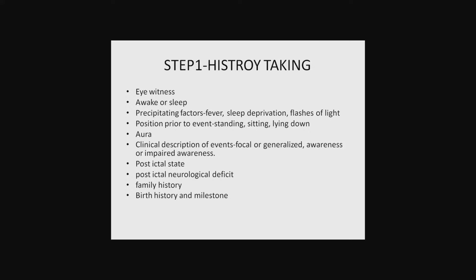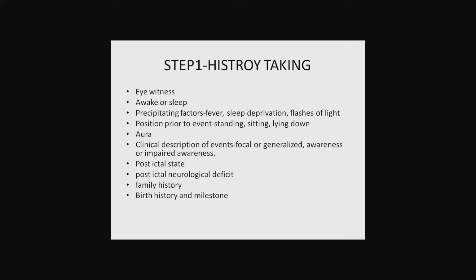Then we have to ask what exactly occurred during the seizure, whether the seizure affected a particular part of the body or the whole body. If it affects a particular part of the body, then it is called a focal seizure, or if it affects the whole body, then it is called a generalized seizure. Then what occurs after the seizure, whether the patient is normal immediately or becomes drowsy, goes into sleep, whether he has any focal neurological deficit like hemiparesis or weakness of any part of the body after the seizure, then we should think that it is a focal onset seizure.